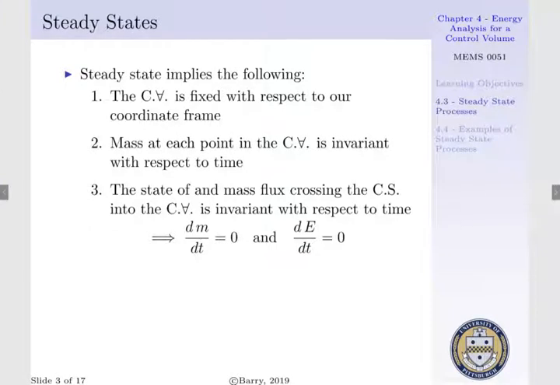Before we begin, we have to understand what steady state means. When we say our system is at steady state, we indicate three things. The first is our control volume is fixed with respect to our coordinate frame. That is, our control volume is not translating or rotating with respect to our principal axes. The second is that mass at each point inside our control volume is invariant with respect to time. That is, the mass distribution within each of our devices will not change as a function of time.